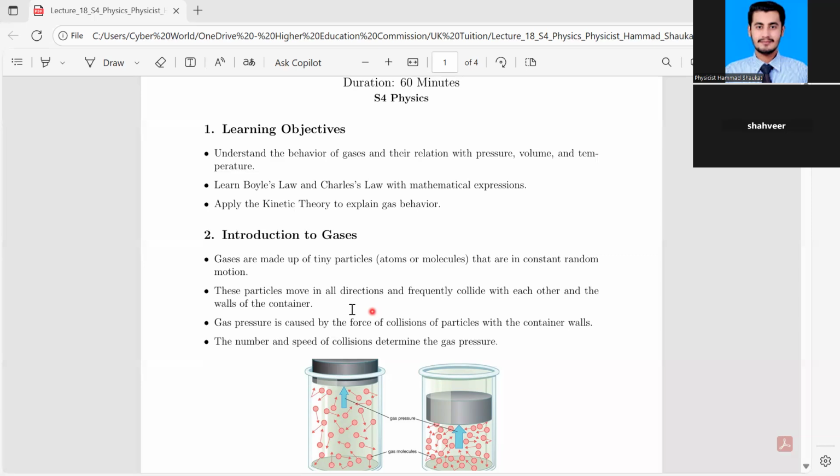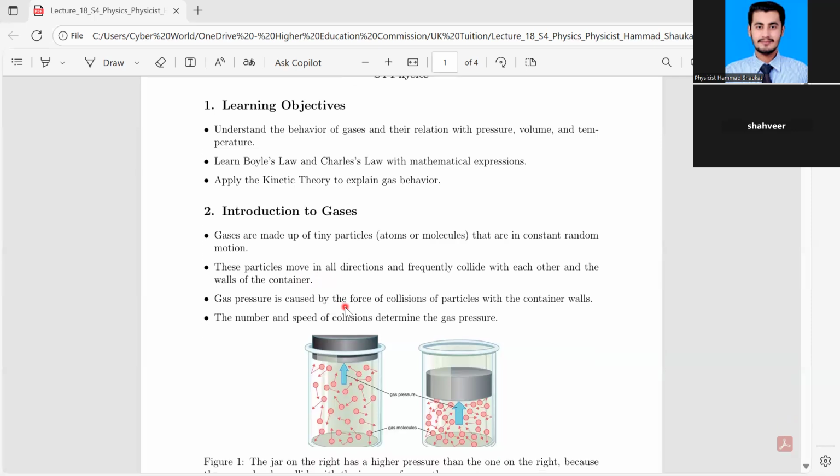So yes, gases are made up of tiny particles. Everything in the universe is made up of small particles, which are atoms or molecules. And those atoms and molecules are in random motion. This is known as gases. Their motion is perfectly elastic and random. These particles move in all directions, not a specific direction. They move randomly in all directions, and they frequently collide with each other and also with the walls of the container. Here you can see the illustration.